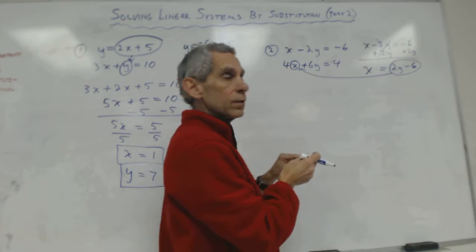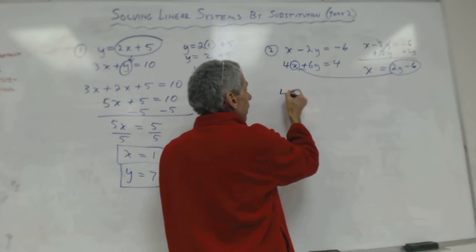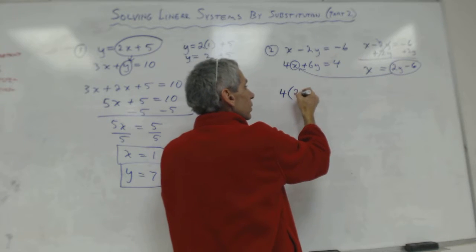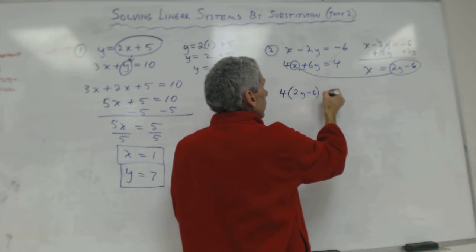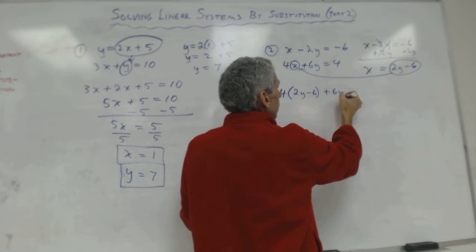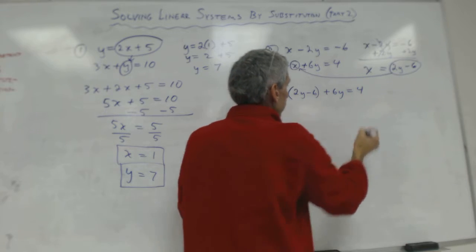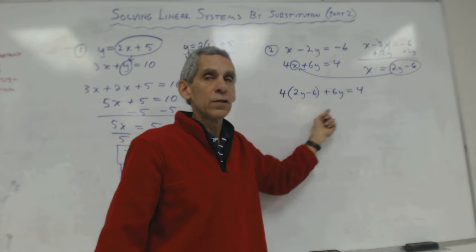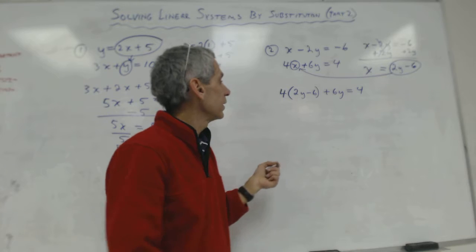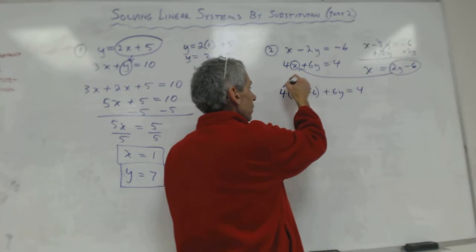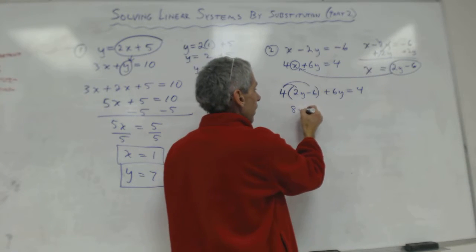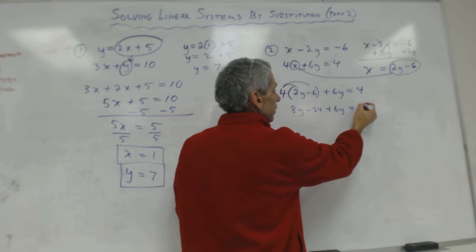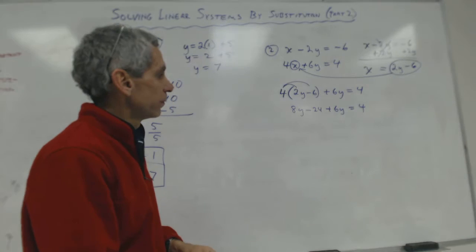Does that make sense? So I've got 4 times parentheses, because this is a blob, it's a binomial, right? 4(2y minus 6) plus 6y equals 4. Now, all I have are y's in here. So one equation, one variable, I can solve it. Easy. So now I just use my distributive property. So I have 8y minus 24 plus 6y equals 4.